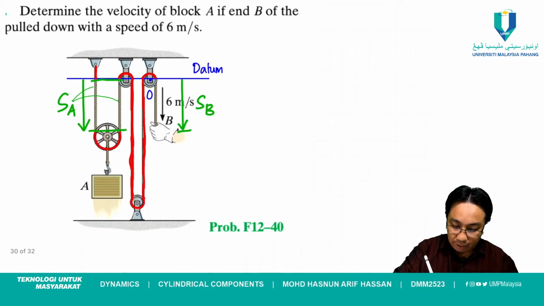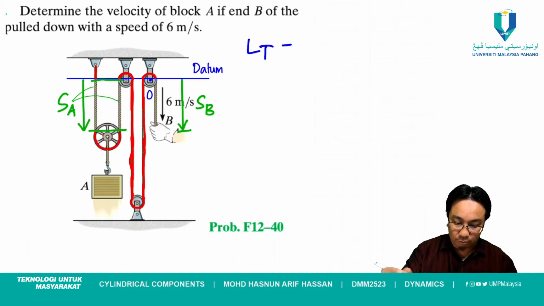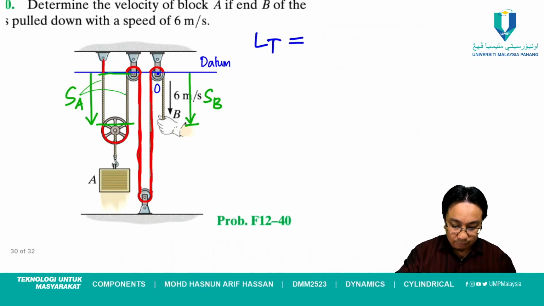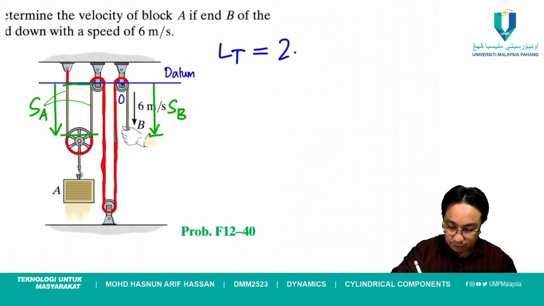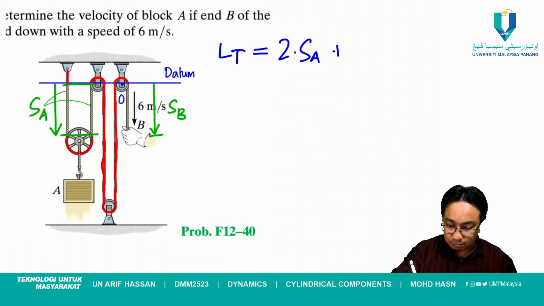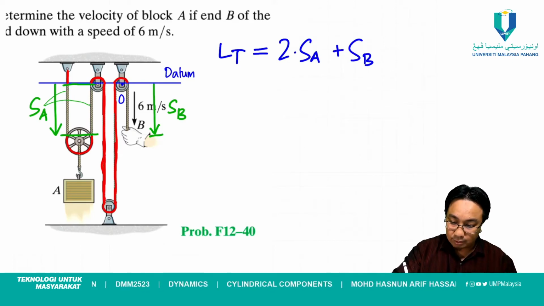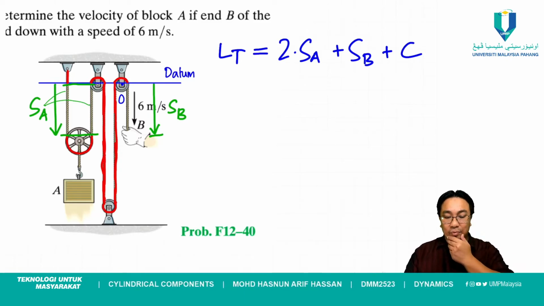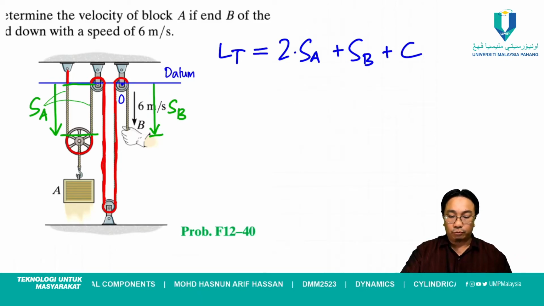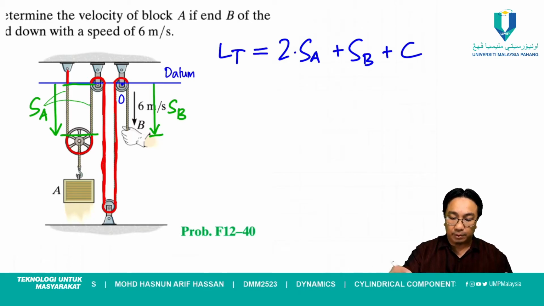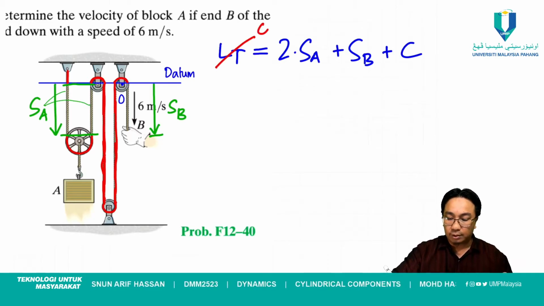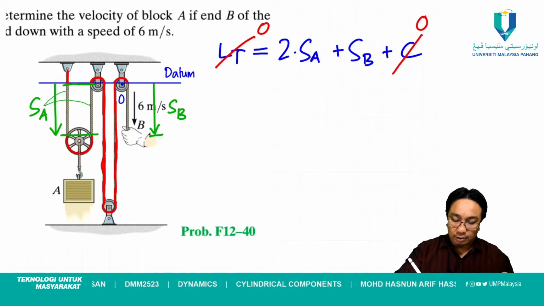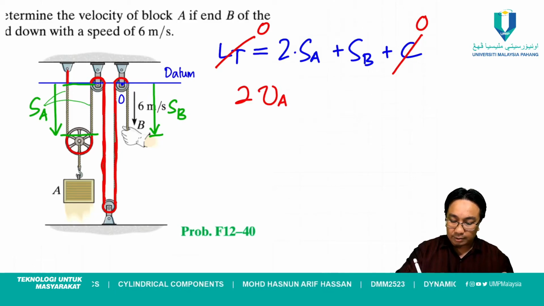So sekarang ni we can then write the relationship of this. Okay, we have LT, total length, is equal to 2 SA plus SB plus the constant. That's the constant. So this will be the relationship. And then as usual, to find the velocity, kita differentiate. So bila kita differentiate, this one will be 0. This one will be 0. This one will be 2 VA plus VB is equal to 0.